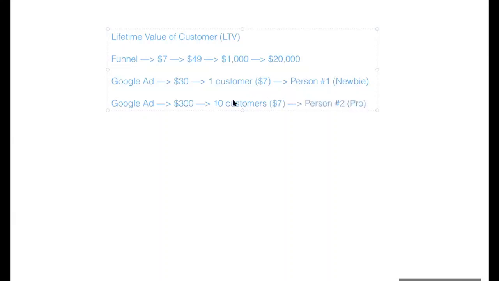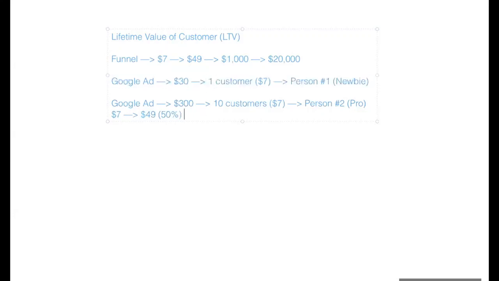And this is our pro, all right? So the newbie only gets one customer, $30. They make a $7 sale, so not great, right? They literally just lost $23. But what this person knows is that from $7 to $49, the upsell converts at a rate of 50%. So half of them. So this person just didn't get enough to get two customers. You got that? They just didn't get enough to get two customers.